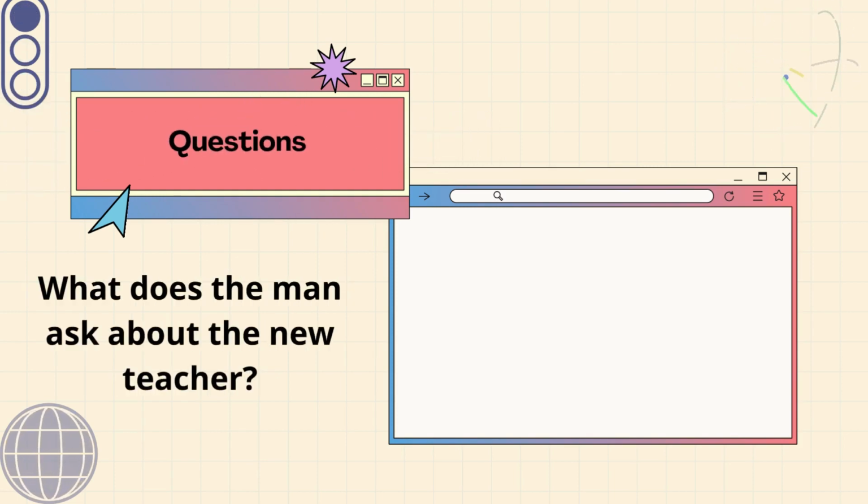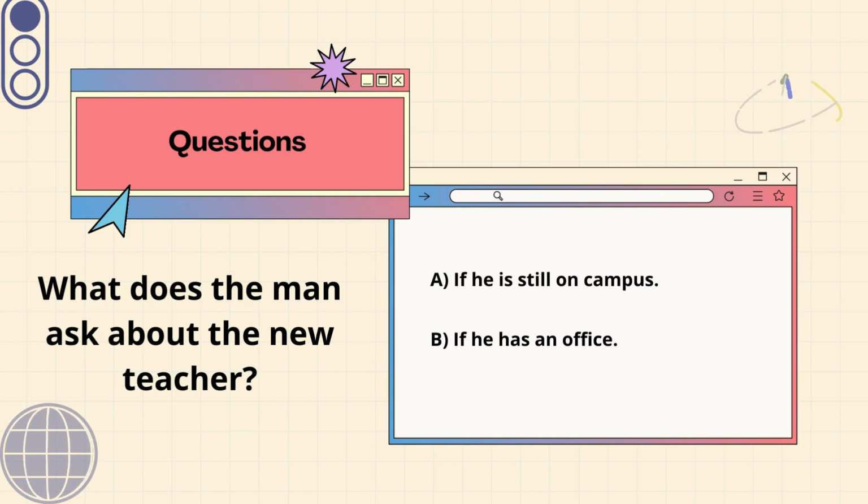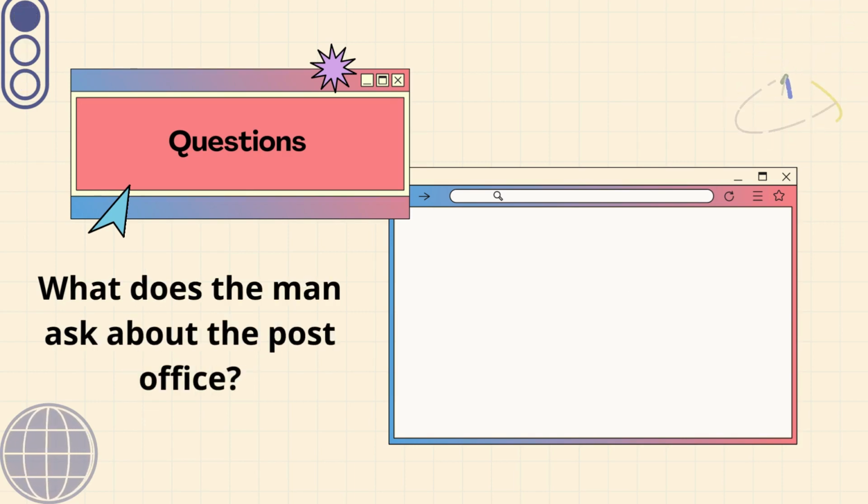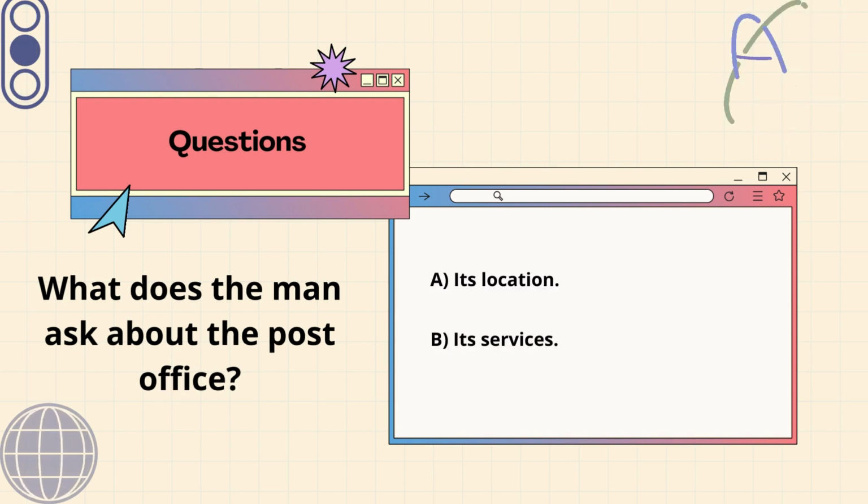Questions about questions are not that difficult. Just pay attention to the question form and intonation so you can identify the questions easily. What does the man ask about the new teacher? If he is still on campus or if he has an office. Another kind of possible answer to questions about questions are short answers, very similar to the feature answers. What does the man ask about the post office? Its location, its services.